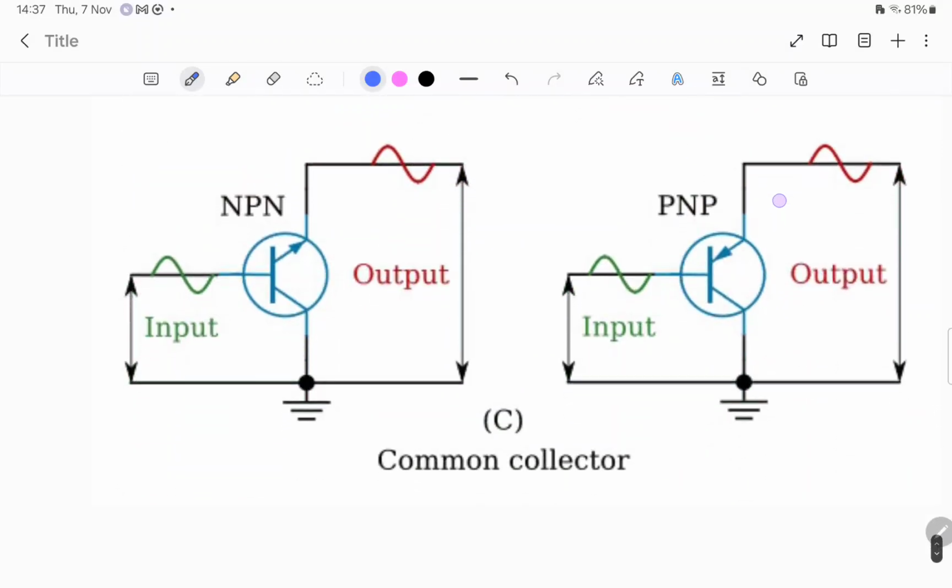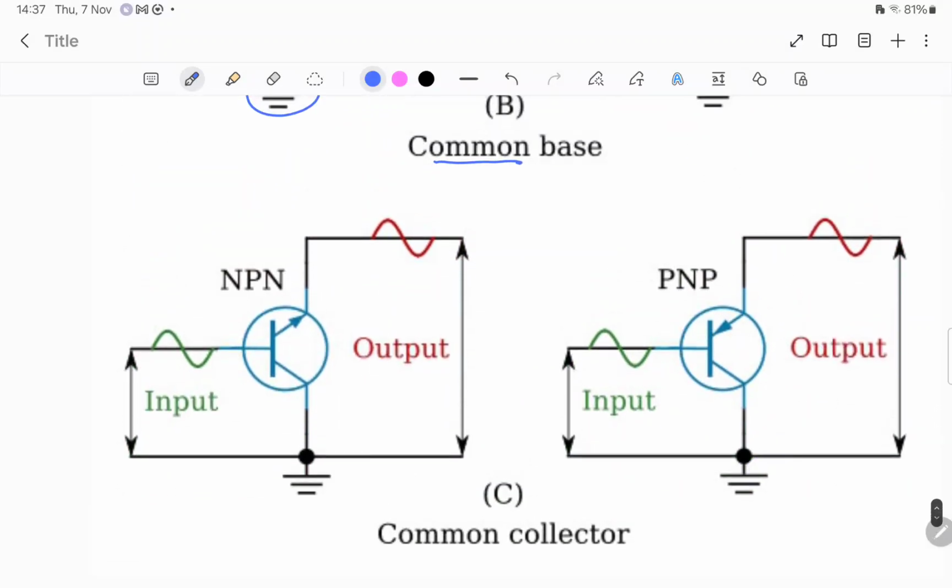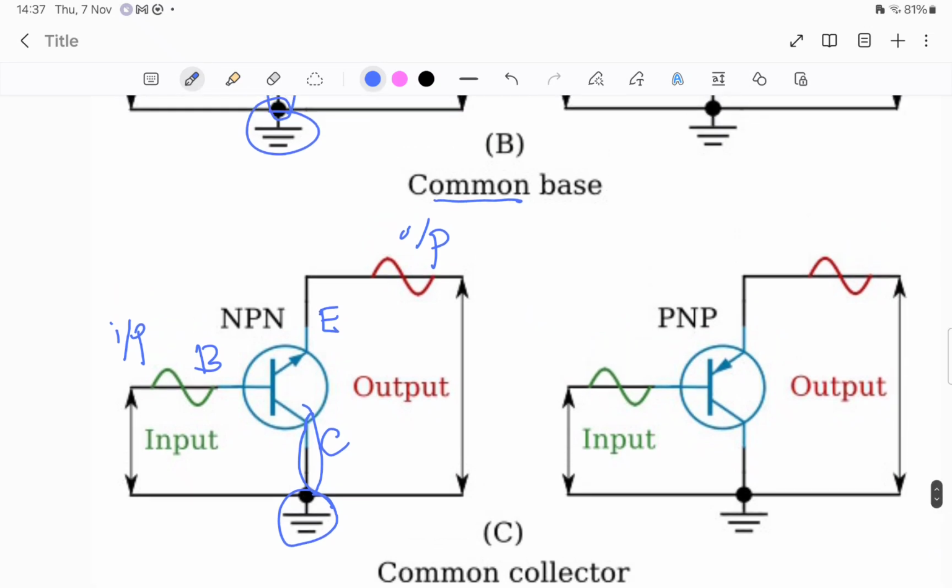Alright. So for next one, common collector. Input dia base, emitter, collector. So this is input, this is output. Collector is the common and connected to ground. Okay, senang nak beza. So this one dia ada gain apa? AI high, AV unity.